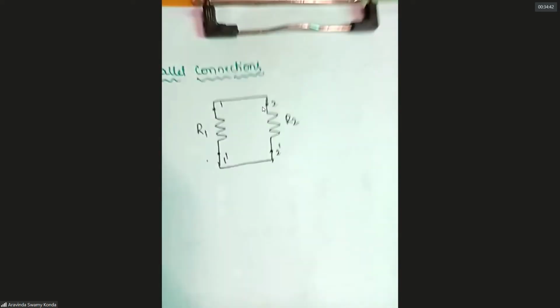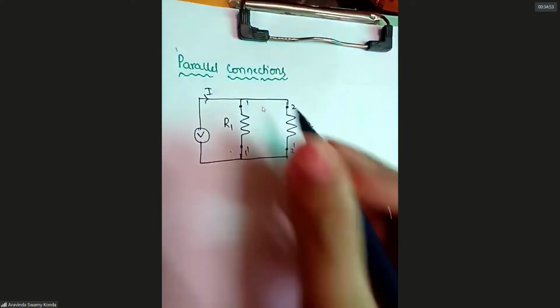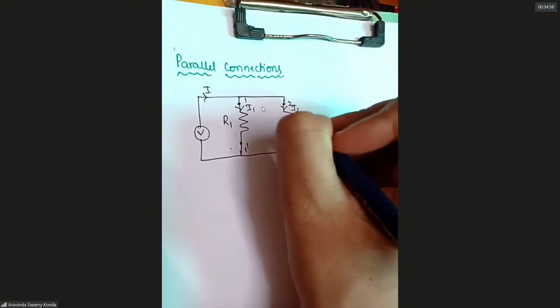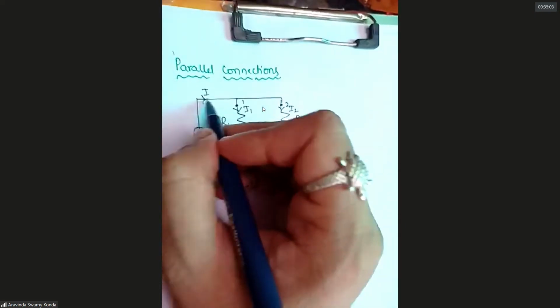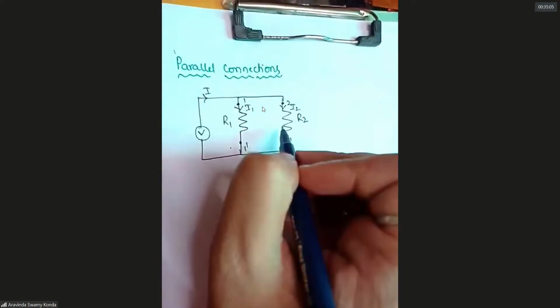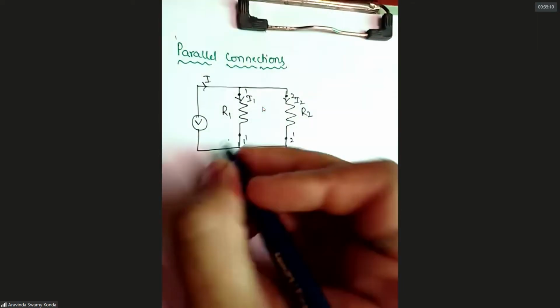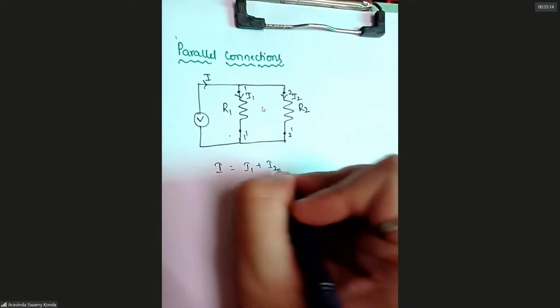For understanding, I'm connecting some voltage source. Then some current will be delivered. In that, I1 flows in this branch and I2 flows in this branch. The current delivered by the source is I, which is divided into two parts, one is I1 and another one is I2. So the total current I equals I1 plus I2.